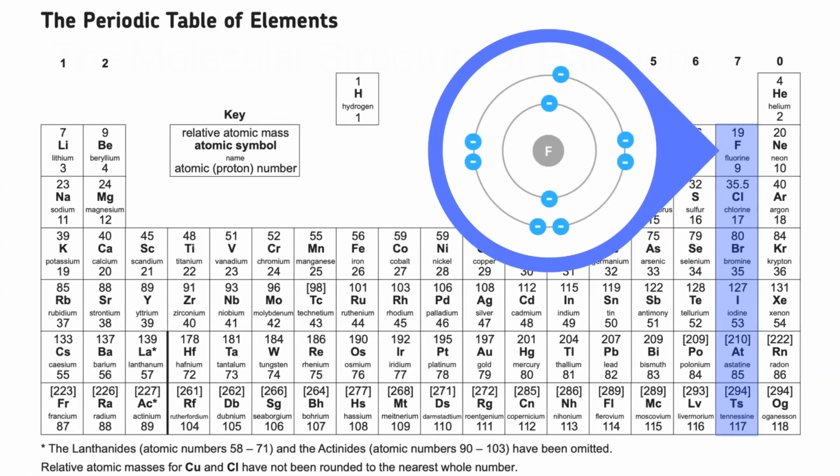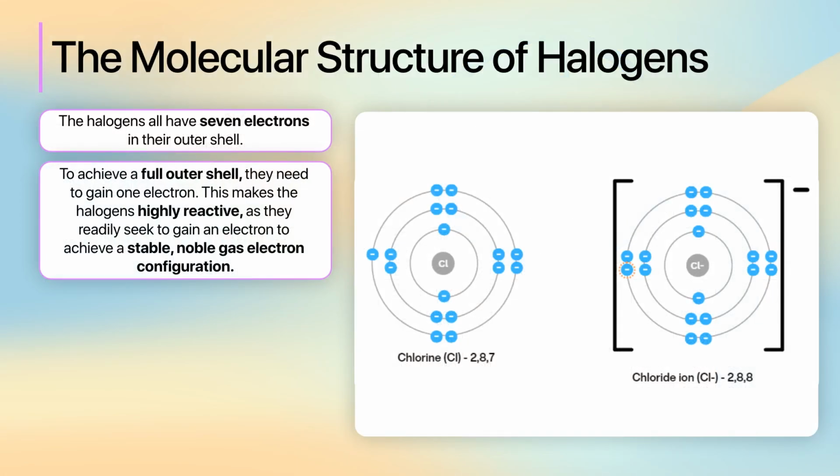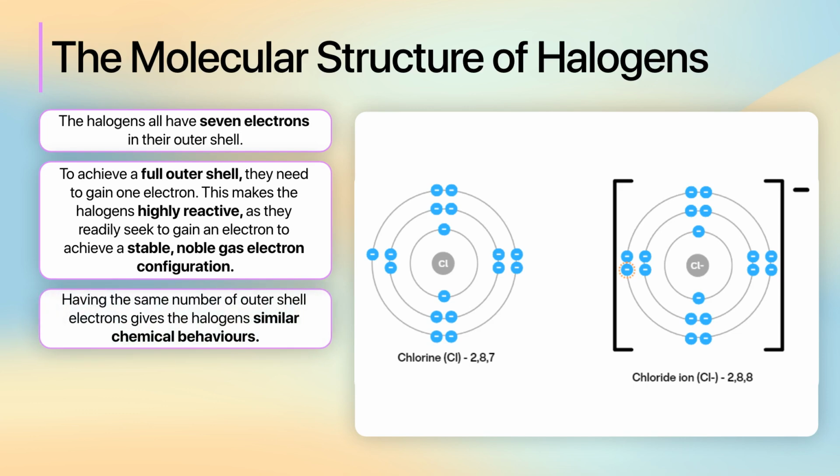One characteristic feature of the halogens is that they all have 7 electrons in their outer shell. To achieve a full outer shell, which consists of 8 electrons, they need to gain just 1 more electron. This makes the halogens highly reactive, as they readily seek to acquire this additional electron to achieve a stable, noble gas electron configuration. Having the same number of outer shell electrons gives the halogens similar chemical behaviors.